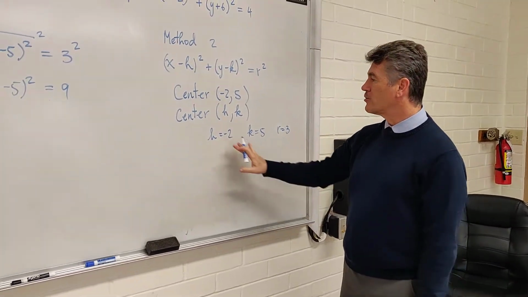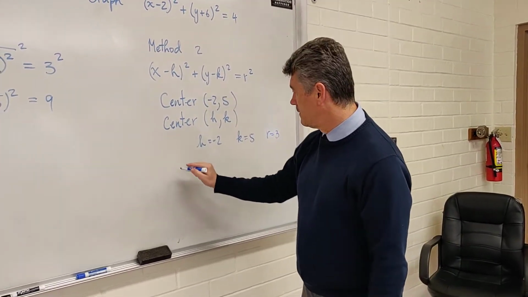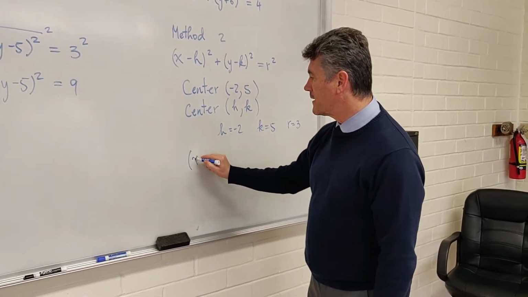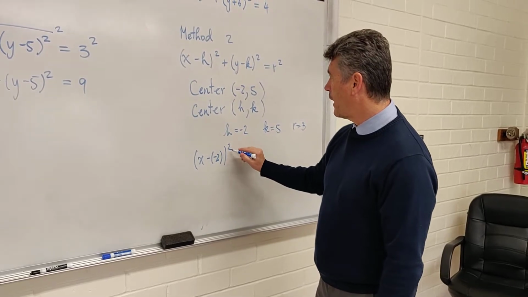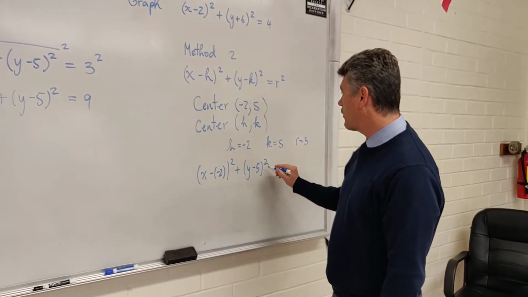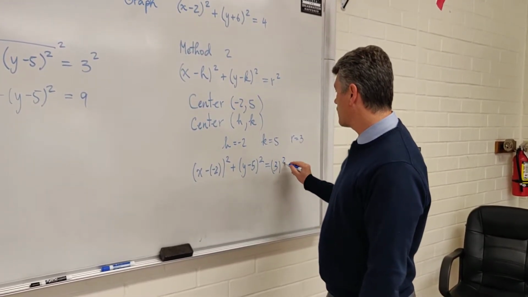We know our h, we know our k, we know our r. We replace them by −2, 5, and 3 respectively. So (x − (−2))² + (y − 5)² = 3².